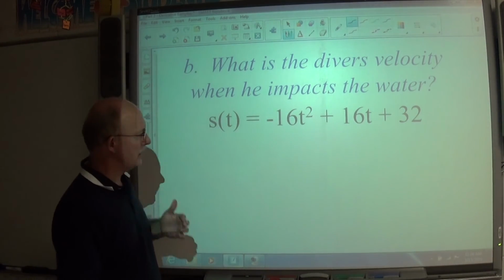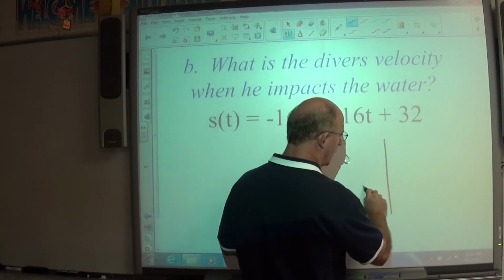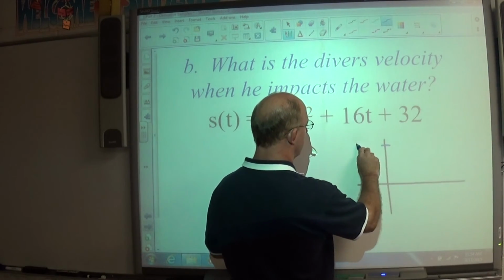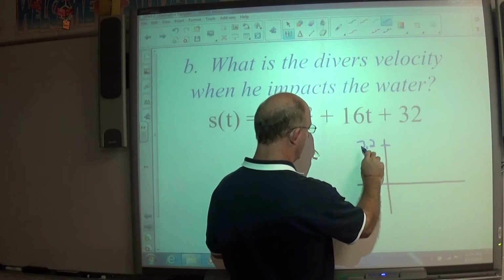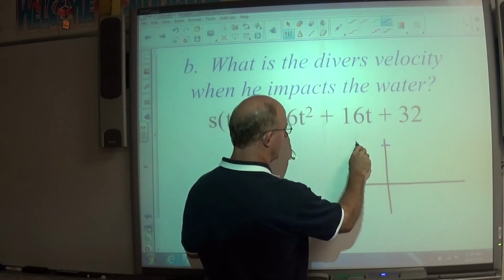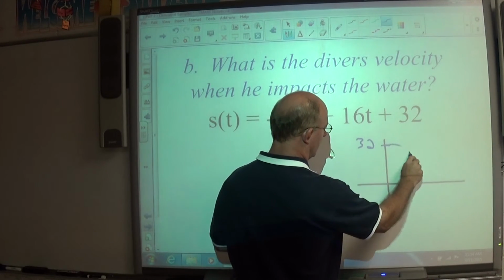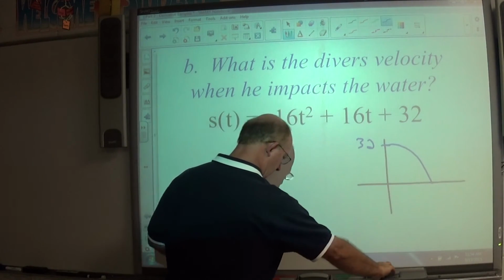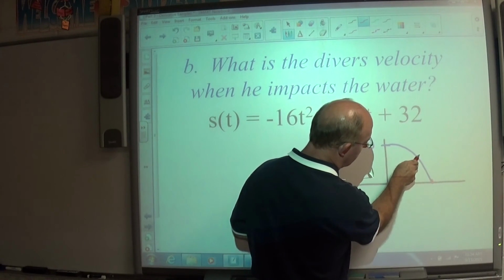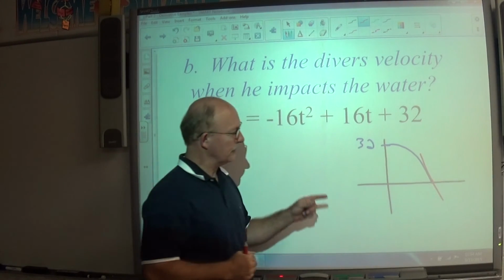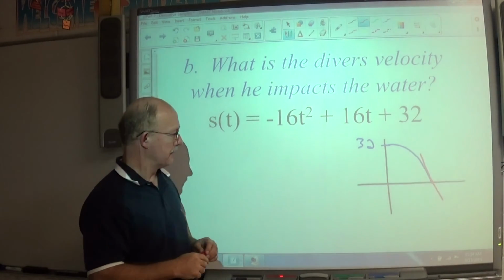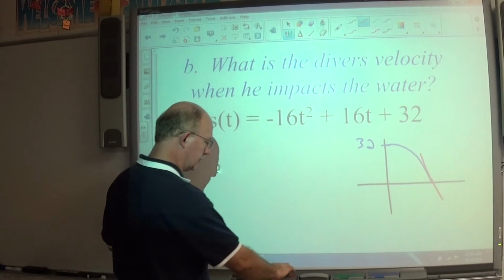Okay, so you can imagine now a distance time curve, right? And this is our graph. Now, this is when he hits the water, so if you can imagine, we're looking for the slope of that tangent line as he impacts the water, all right? So as he impacts the water.